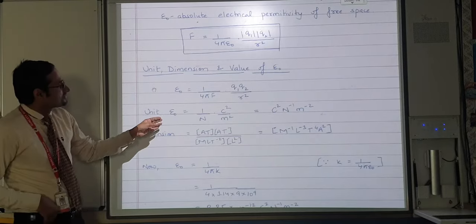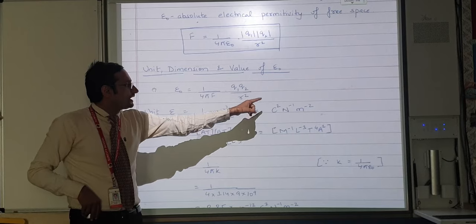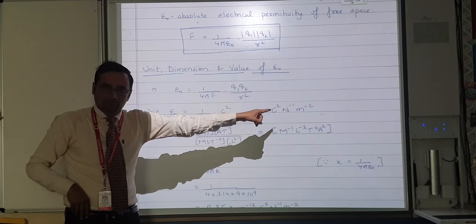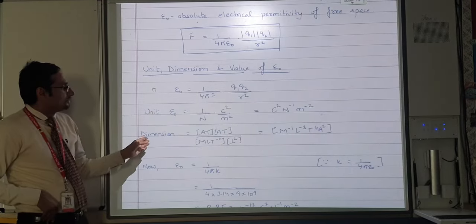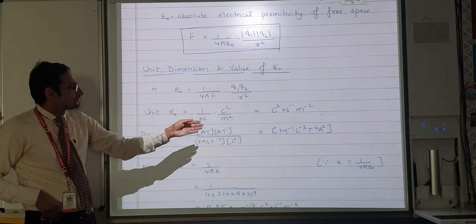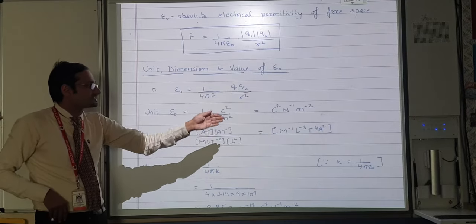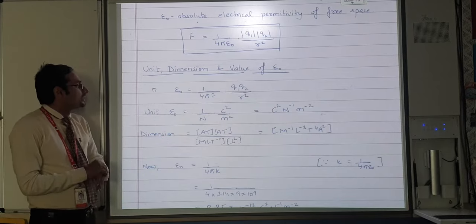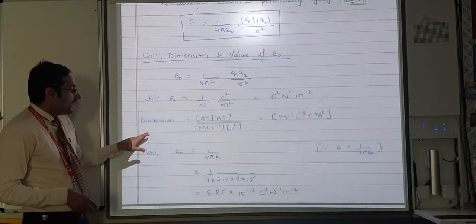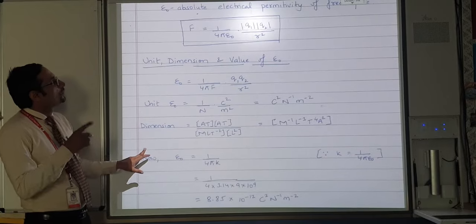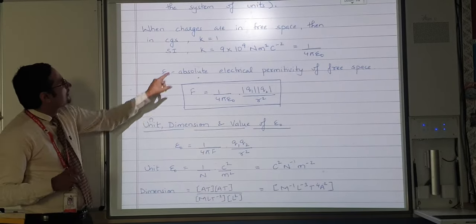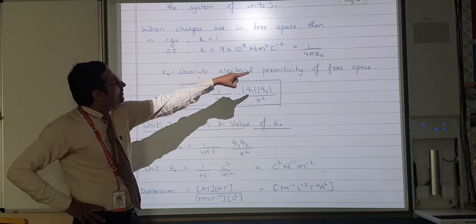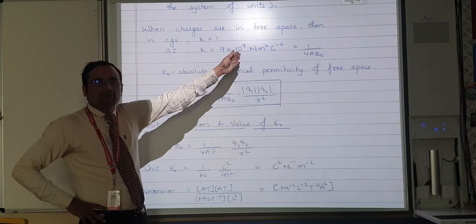So the unit comes out as coulomb square per newton meter square. Okay, dimensions, again put the values, it will be M^-1, L^-3, T^4 and A^2. You all know this, how to put the values. Now epsilon, as I said, what was the value? Remember here, what was the value of 1 by 4 pi epsilon naught? It is 9 into 10 to the power of 9.